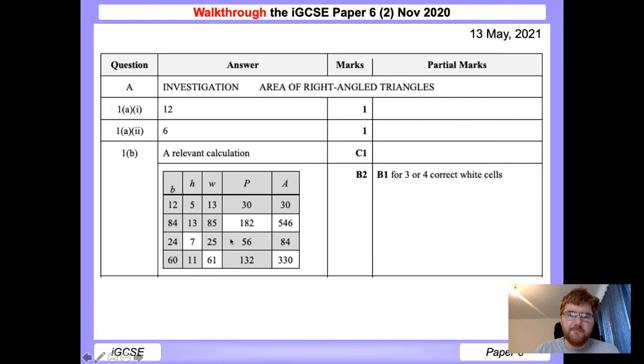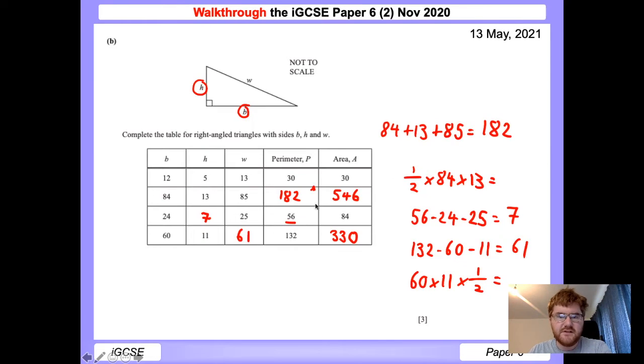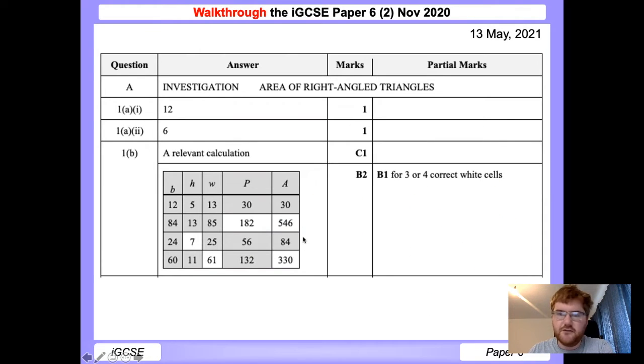Just to show you the mark scheme here. You get 1 mark for only getting 3 or 4 correct white cells, and you get the full 2 marks for everything correct. So 182, 546, 761, and 330. Notice the communication marks are not separate anymore. They're involved within the question. So showing any relevant calculation will give you that C1 mark.